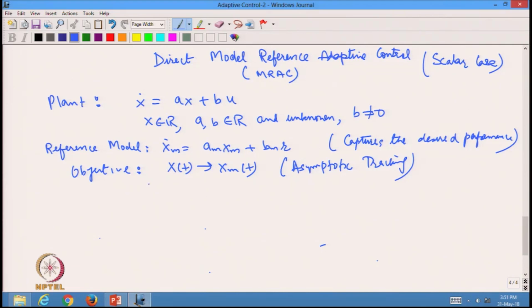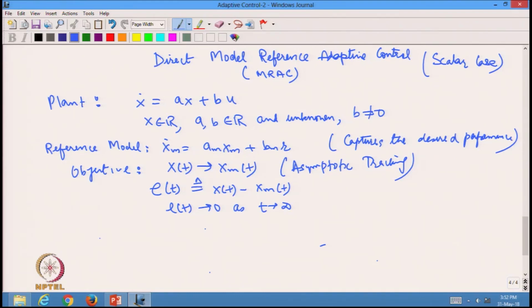So, the objective can be also written in terms of the error. So, let us say e of t is defined as x of t minus xm of t, and the objective is then for e of t to go to 0 as t goes to infinity.